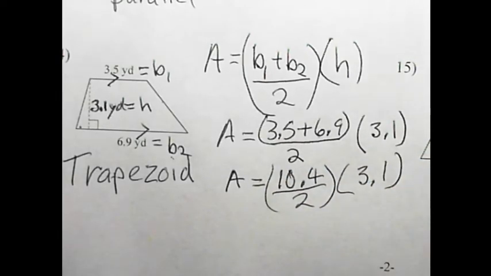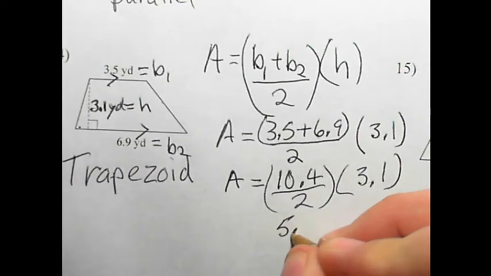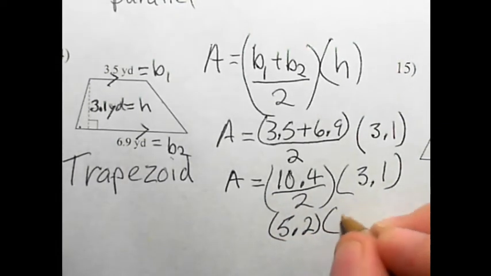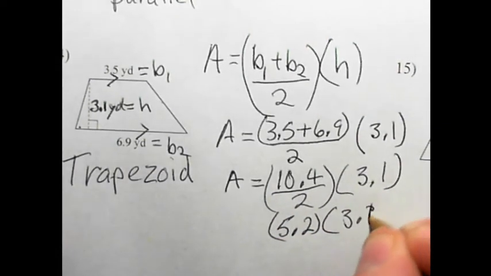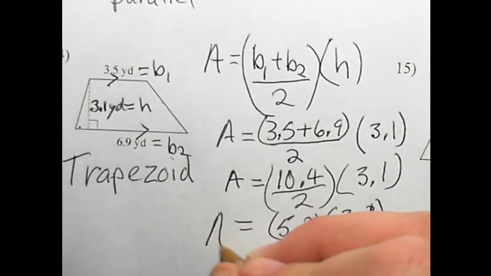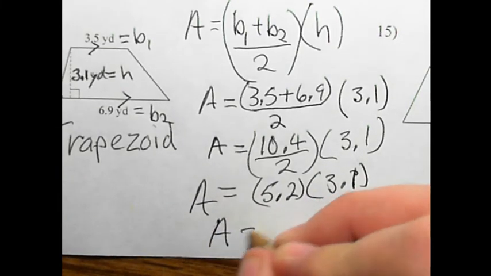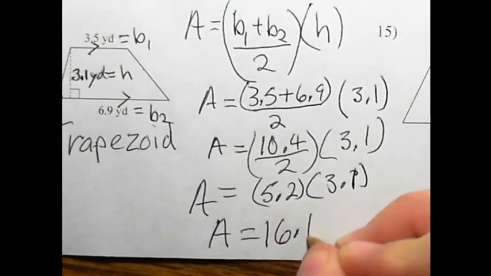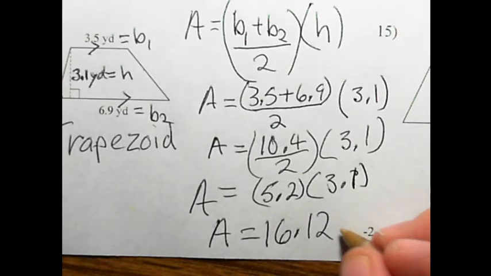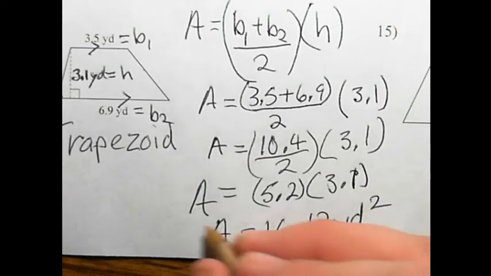So now I'm going to take my 10.4 divided by 2, and I get 5.2, and then that's going to be multiplied by 3.1, and then I get the area is equal to 16.12 yards squared.